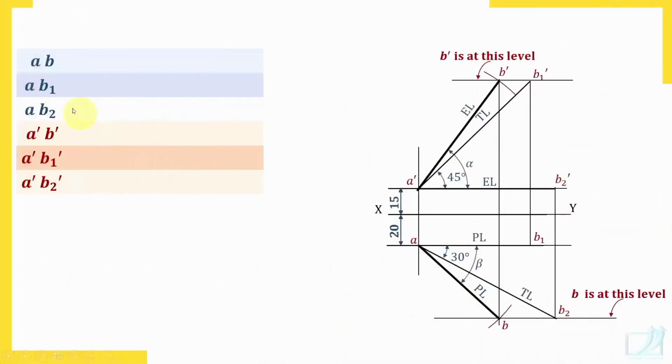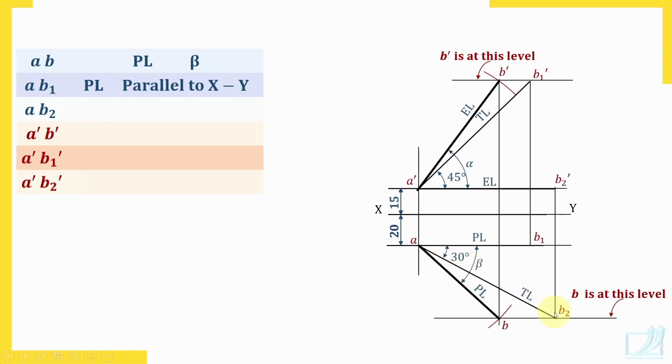But not only that, you will have to remember the corresponding length and inclination, that is the angle with the XY line, in terms of notations. So what is the length of AB? PL, and inclination beta. Now check AB1. AB1 has length PL and angle 0, in the sense it is parallel to the XY line. So AB1 always has length PL and is parallel to the XY line. And then AB2, check here. AB2 is true length, and of course true length gives true inclination.